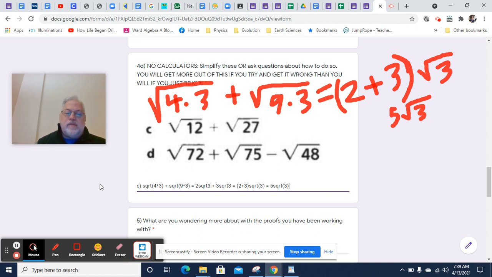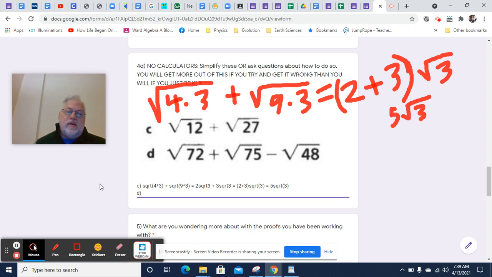Okay. And then D, we can do a similar thing. So 72, I'm going to do this just in the text. 72 is the square root of, we already worked out, 36 times 2. And 75 is the square root of 25 times 3. We've got a perfect square in there as well. And then 48 is 16 times 3. So we can say that that is the square root of 16 times 3.